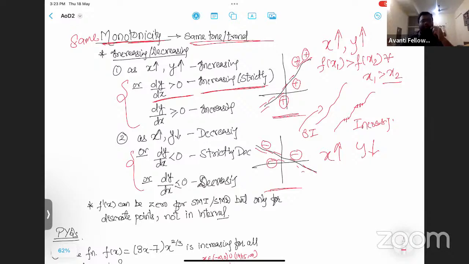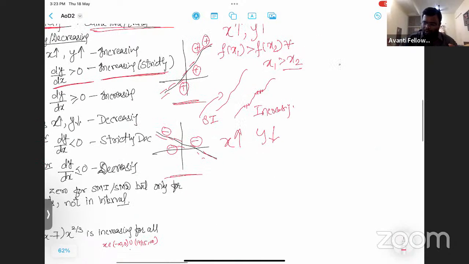Now you need to keep one thing in mind: a function may not be increasing or decreasing throughout its domain. Both scenarios are possible, but in a particular restricted domain, it can be increasing and decreasing. For example, I'll draw a graph for you. Look here.